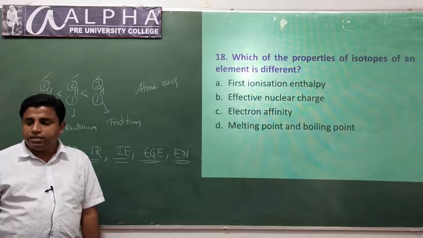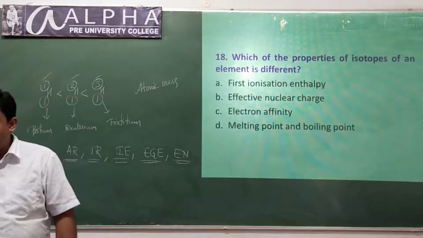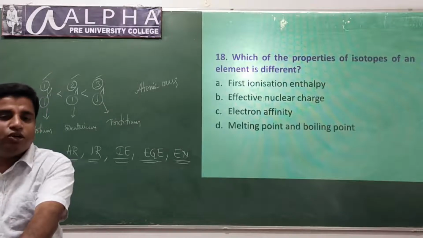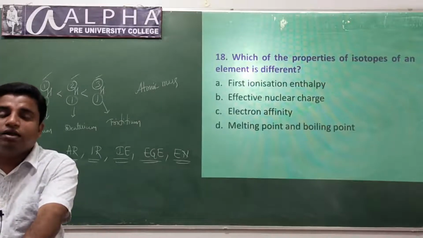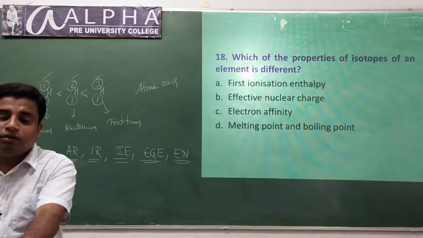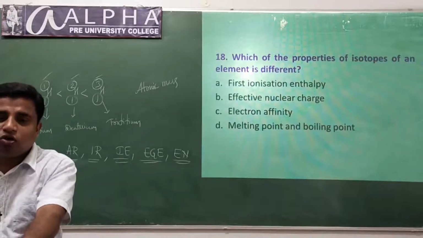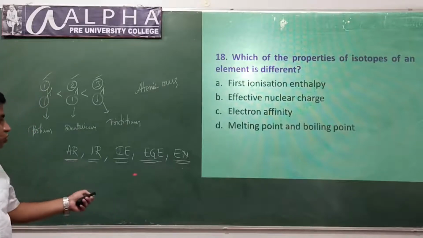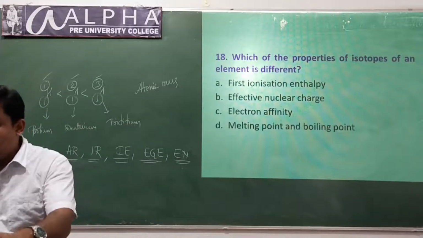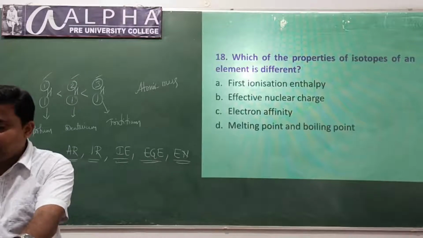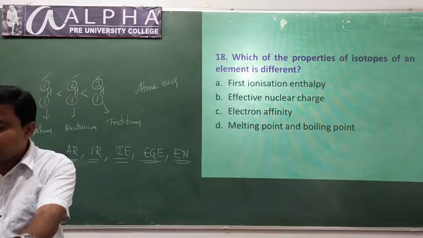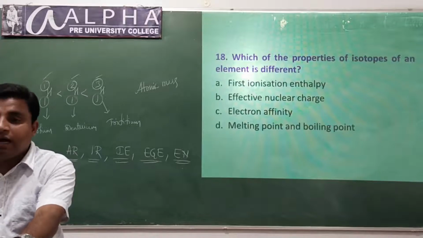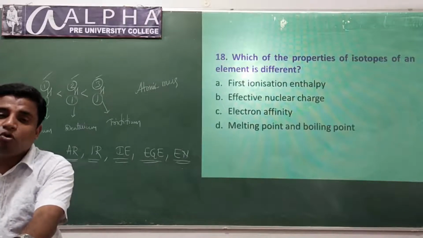Simple? Okay, yes. So which of the properties of isotopes of an element is different? First, ionization enthalpy? No, they have the same atomic number. That means they have the same number of electrons. If the number of electrons is the same, then all these properties are going to be the same. First ionization enthalpy? No. Effective nuclear charge? No. Electron affinity? No. Then what is different? They'll have different melting point and boiling point.